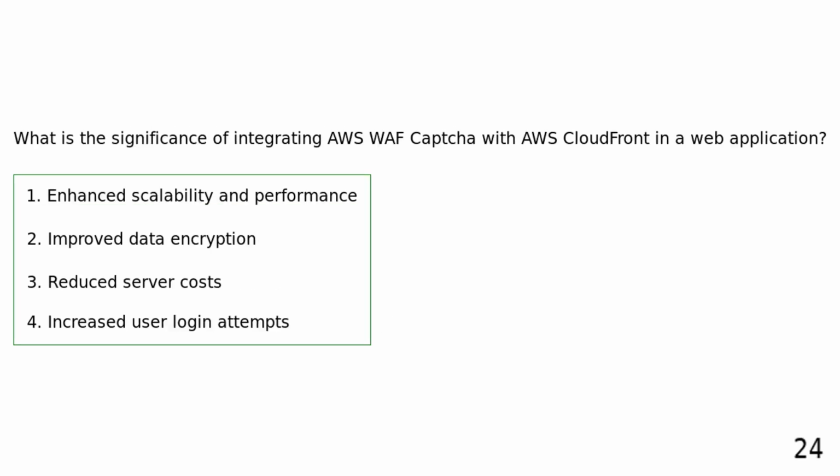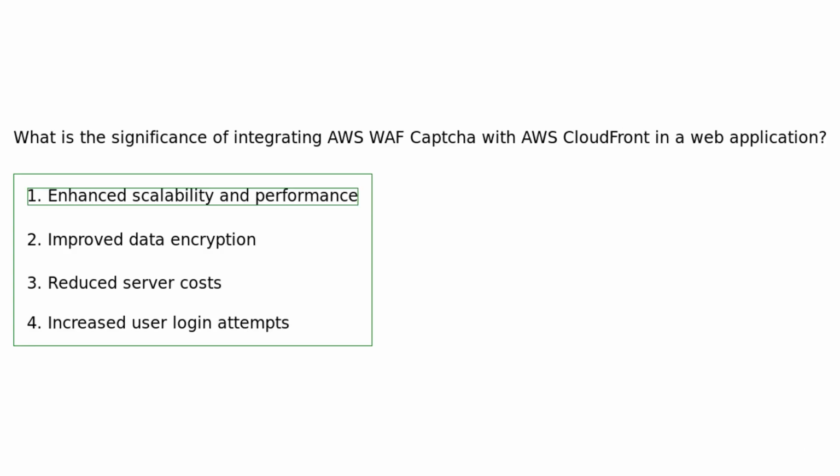What is the significance of integrating AWS WAF Captcha with AWS CloudFront in a web application? Enhanced scalability and performance. Improved data encryption. Reduced server costs. Increased user login attempts. Integrating AWS WAF Captcha with AWS CloudFront in a web application enhances scalability and performance by leveraging the global edge network of CloudFront to distribute Captcha challenges, improving user experience and security.